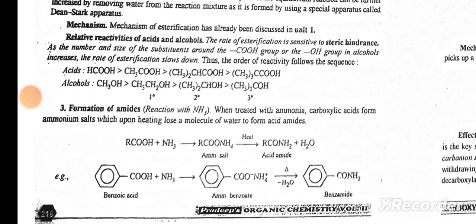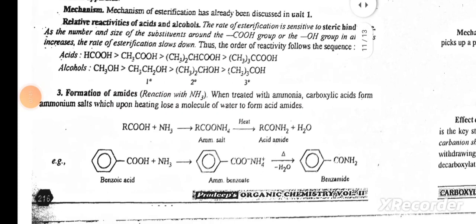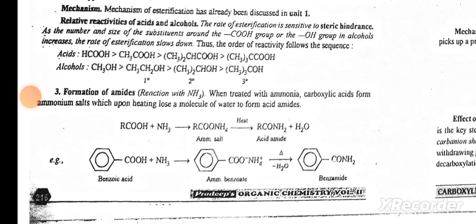Relative reactivities of acids and alcohols. The rate of esterification is sensitive to steric hindrance. As the number and size of the substituents around the COOH group or the OH group in alcohols increases, the rate of esterification slows down. Thus, the order of reactivity follows the sequence: acids, alcohols, primary, secondary, tertiary.